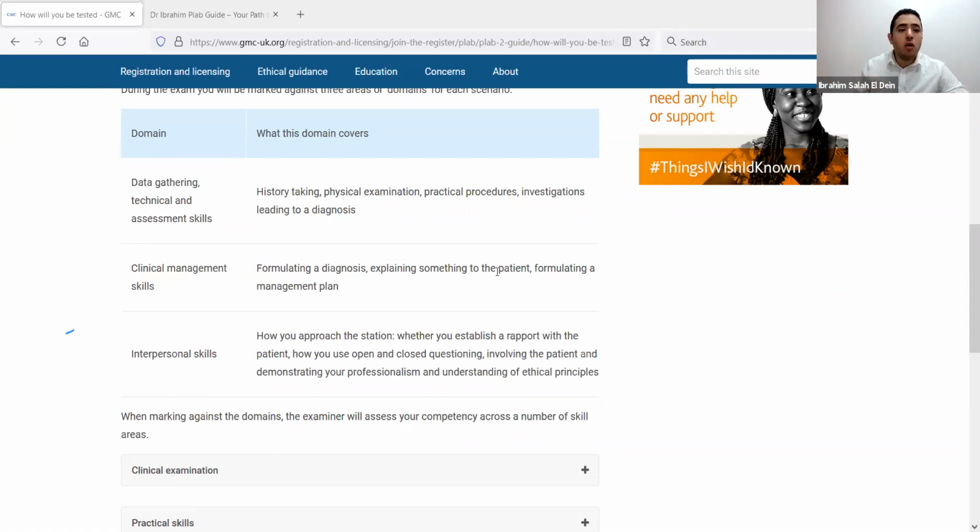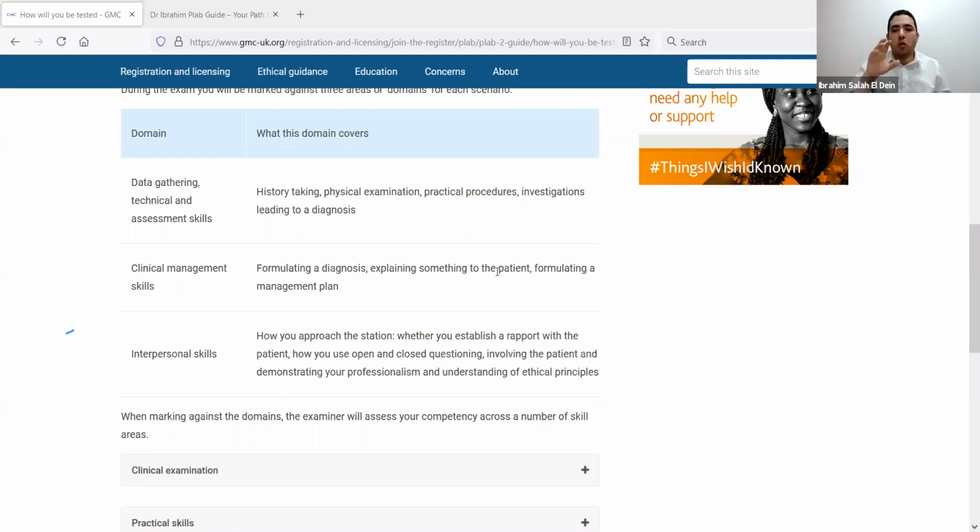Assume that you took history for 6 minutes in the exam, and now you have only 2 minutes. You will hear a voice after 6 minutes. So at this point, you need to stop data gathering and start management. Actually, they do this bell to tell you to stop data gathering and start your management.